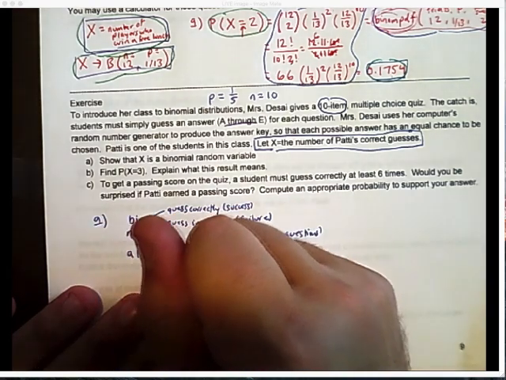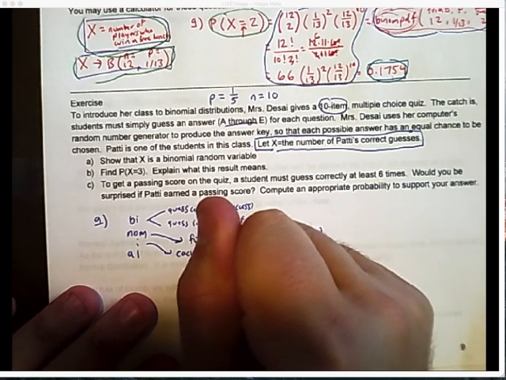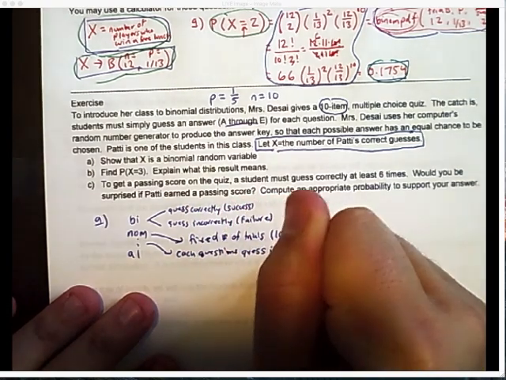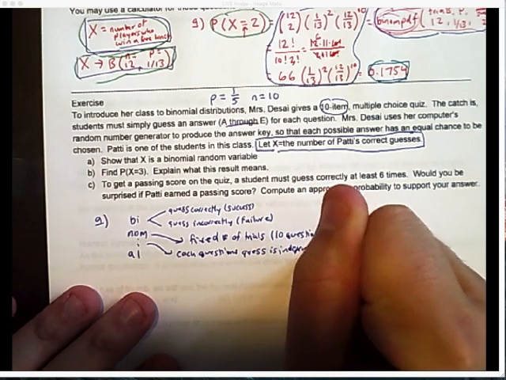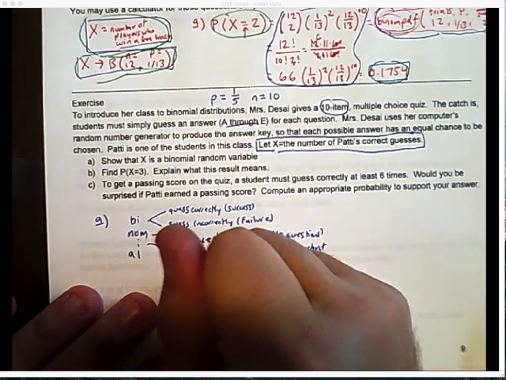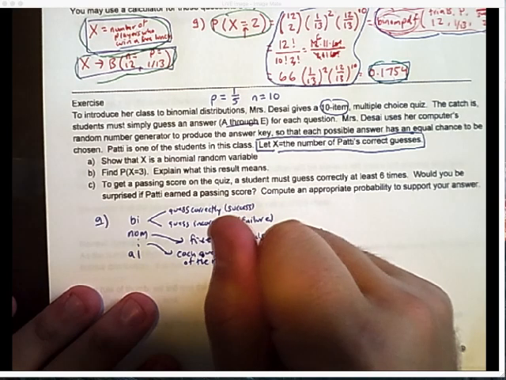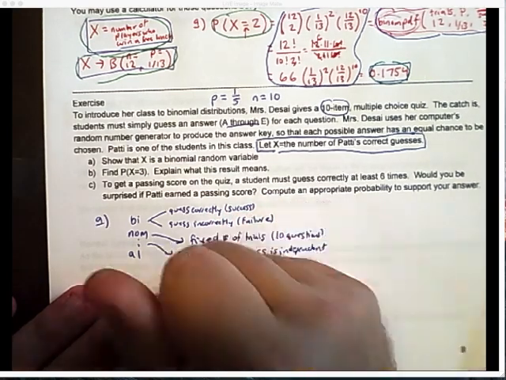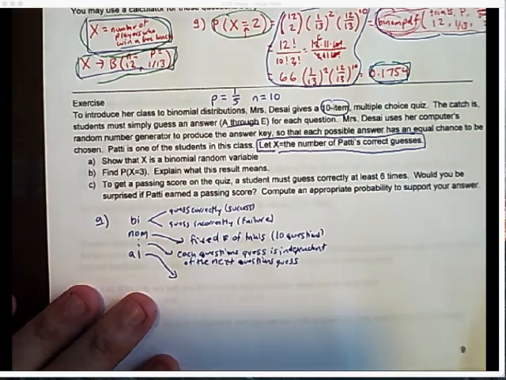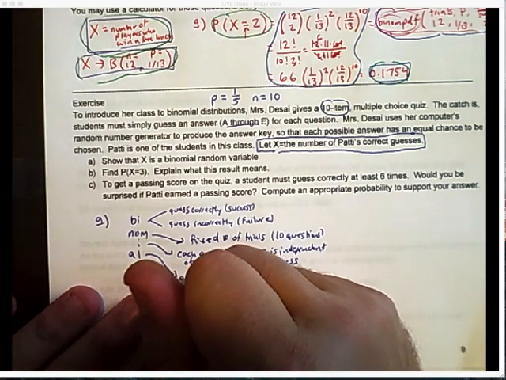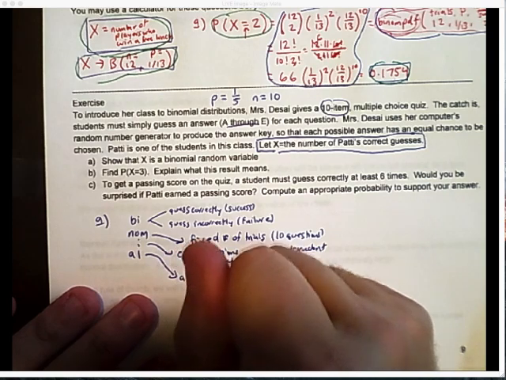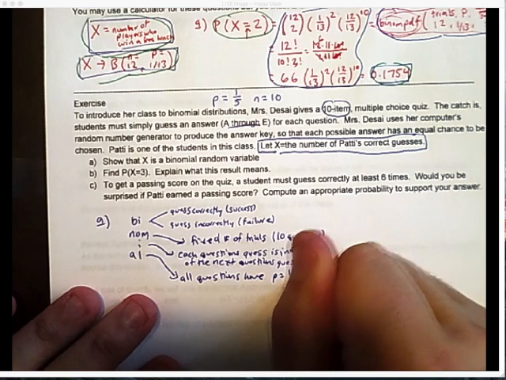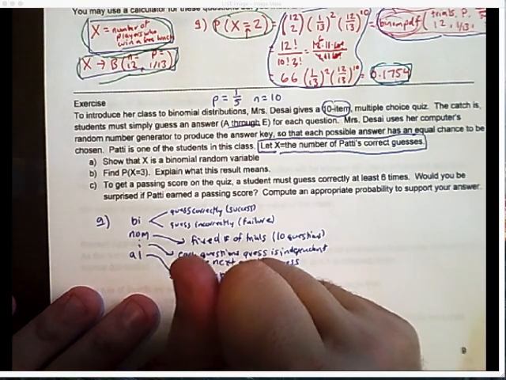Okay, each question's guess is independent of the next question's guess. Okay. And all questions have probability 1/5 of being guessed correctly.